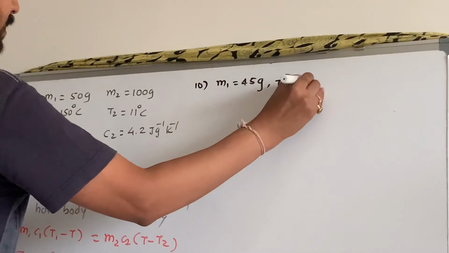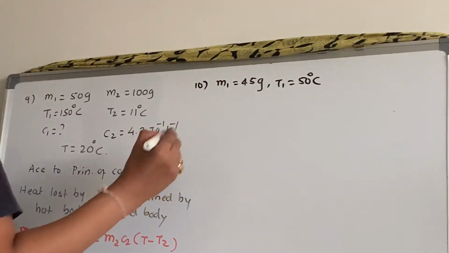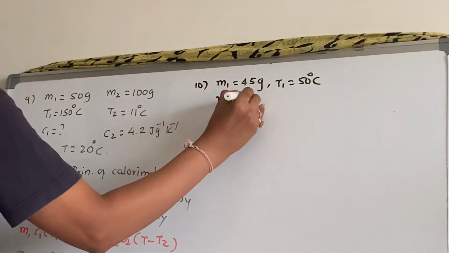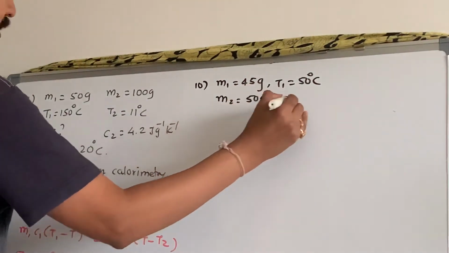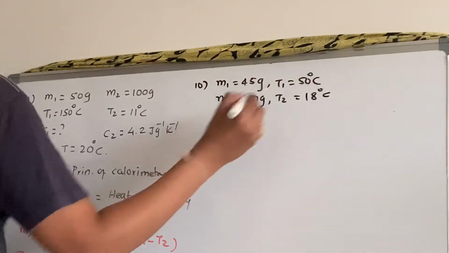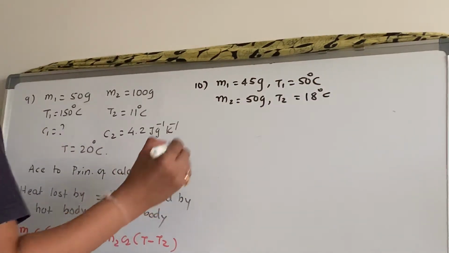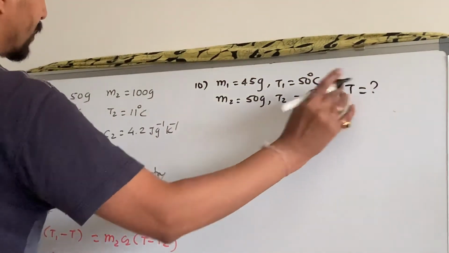T1 is 50 degrees Celsius. M2 is given as copper, which is 50 gram. T2 is given, it is 18 degrees Celsius. Right? The final temperature they want, that is T, is the question mark.